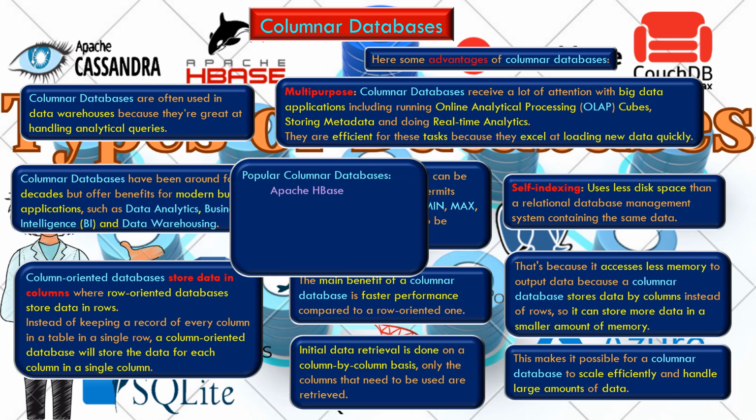Some popular columnar databases are Apache HBase, Azure SQL Data Warehouse, Apache Cassandra, Google BigQuery, MariaDB, and Snowflake.